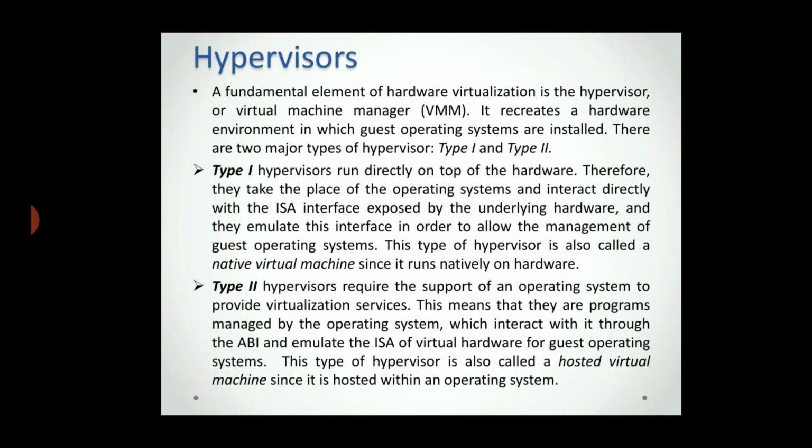Type 2 hypervisors require the support of an operating system to provide virtualization services. This means that they are programs managed by the operating system, which interact with it through the ABI and emulate the ISA of a virtual hardware for the guest operating systems. This type of hypervisor is also called a hosted virtual machine since it is hosted within the operating system.